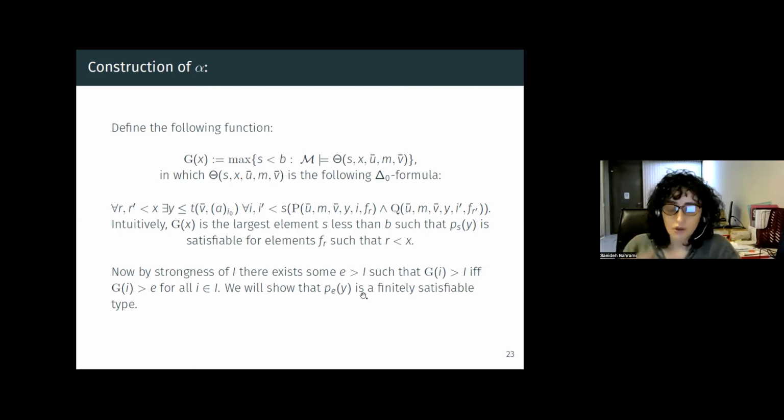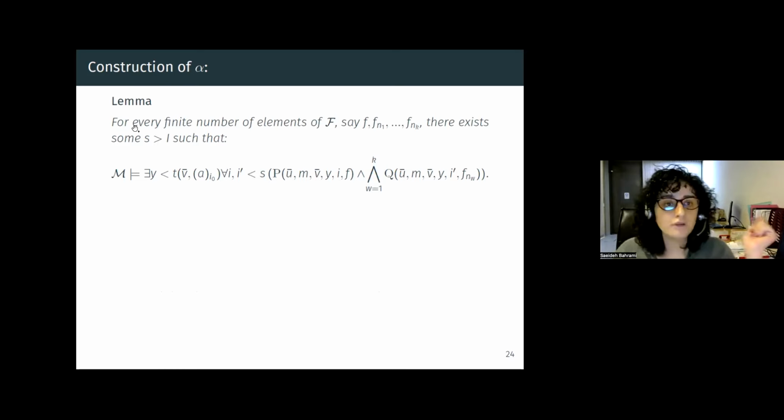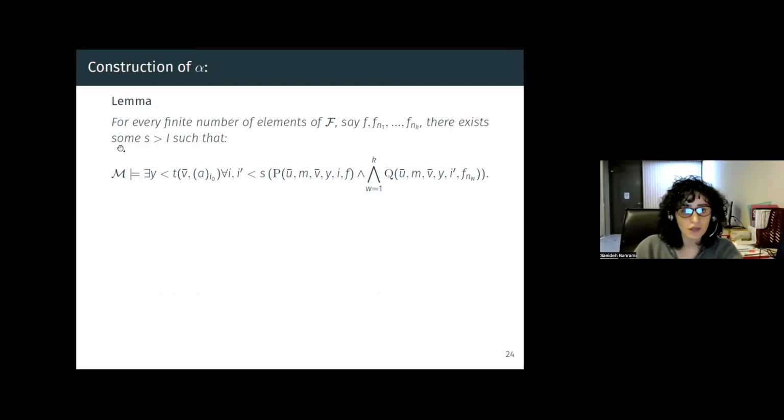And our claim is that P_e is finitely satisfiable. How do we prove this claim? We have a lemma here, which I'm not going to go through the details of the proof of, because I think this is a little time-consuming, and that would make the talk boring.